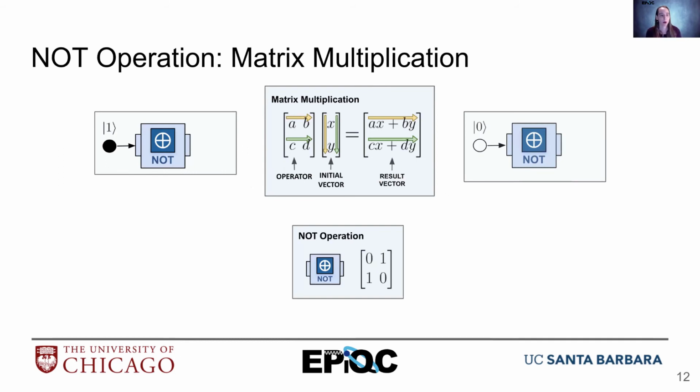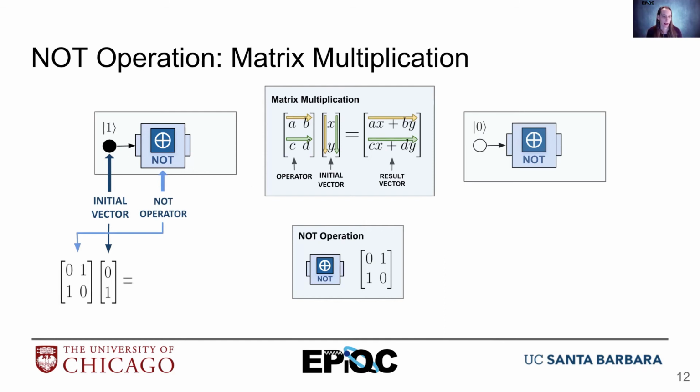So I start out with a 1, a black ball in my NOT. So my initial vector is 0% probability of a 0 and 100% of a 1. And so that's a 0 on top and a 1 on the bottom. And then I put in my NOT operator. I put it to the left. And so now I have these. And then I make my calculation.